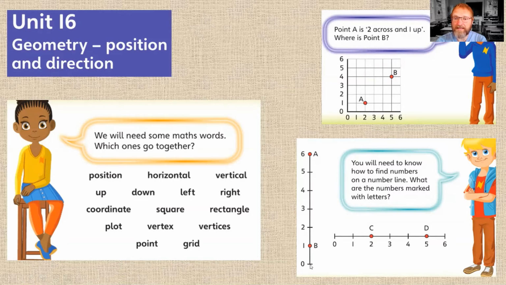And these help us here. If we have a look at the letters here on the vertical axis, A is 6 up on the axis, B is 1 up on the axis. On the horizontal axis, C is along 2, D is along 5.